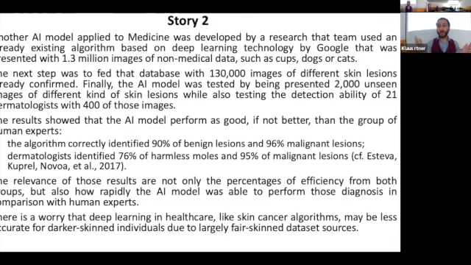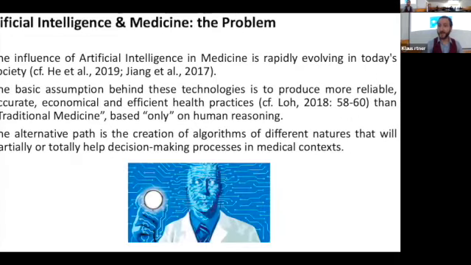So these are just two contextual stories. One is more positive, the other is more negative. AI can save the life of many people, but it can also create these biases, and we have to think about how to deal with this.